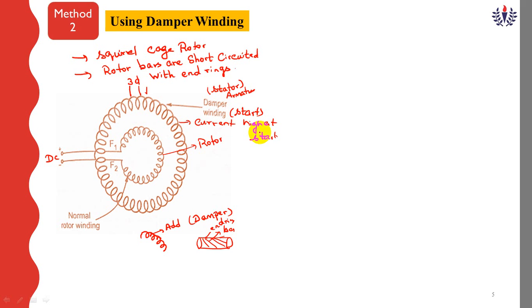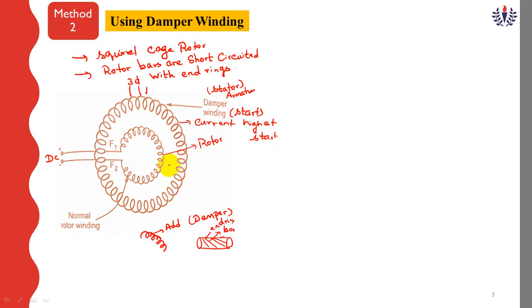Again I will explain. The damper winding is an additional winding connected in the stator armature winding arrangement. This damper winding arrangement is only applicable to squirrel cage rotor. Why? The rotor bars are short circuited, and here also the damper windings are short circuited with end rings.